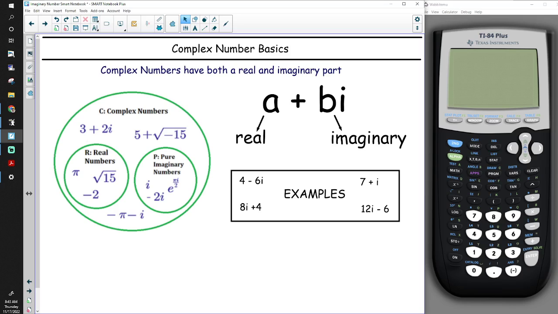7 plus i, same thing. 7 is real, i is imaginary. Together, when they're being added together, it makes a complex number. 12i minus 6, we have our imaginary part, we have our real part. Together, it's complex. So imaginary numbers are the numbers with the i attached. When we introduce a real number with an imaginary number, we call them complex numbers.